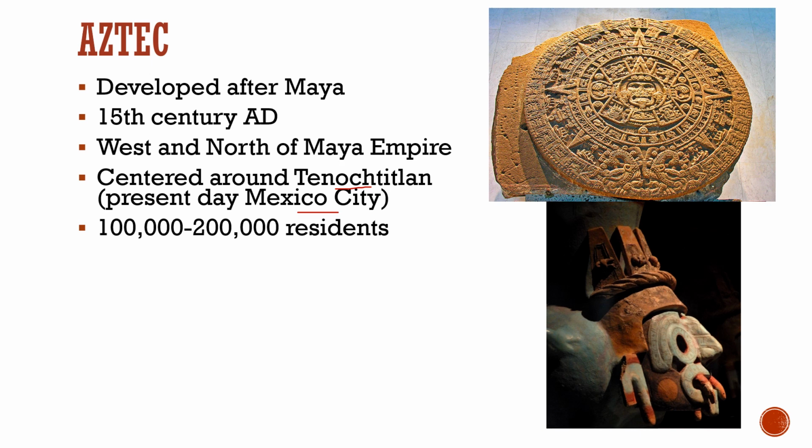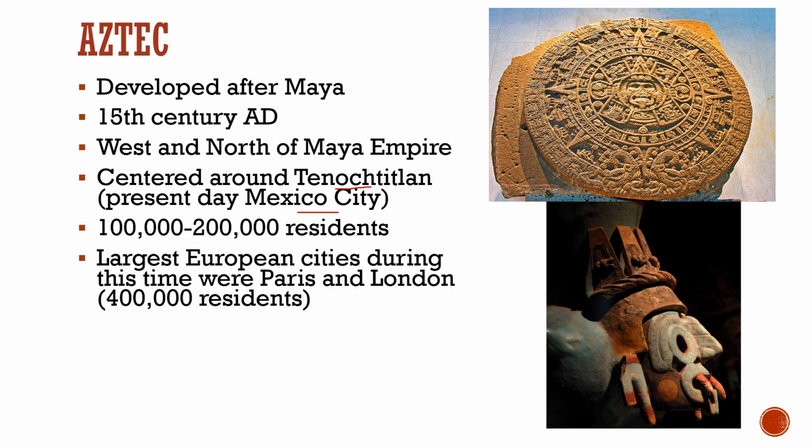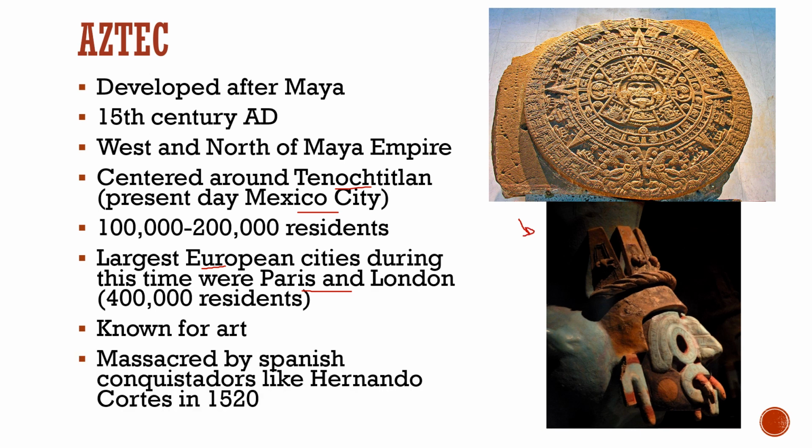So around 100 to 200,000 residents, and never reached quite the height of the Mayan civilization. The largest European cities during the time, just to put it in perspective, Paris and London, had about 400,000. So not quite that big, but definitely a large population. And they were mainly known for their art. So a couple examples shown over here to the right.